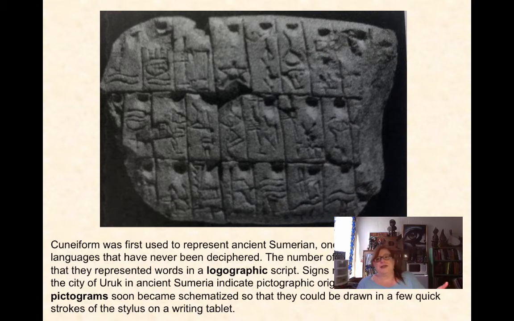But in any case, signs that are recovered from sites like the city of Uruk, which is now in Iraq, in ancient Sumeria, indicate pictographic origins, but these Sumerian pictograms, or pictures that mean something, soon become schematicized so that they could be drawn in a few quick strokes of a stylus on a writing tablet. So they're simplified and made easier to delineate.